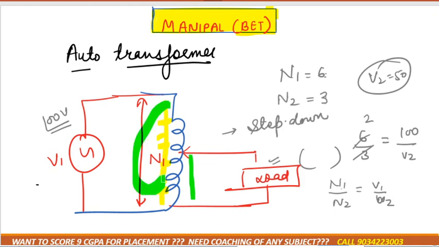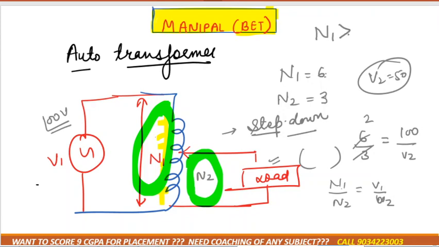As you can see, if number of turns are more in the primary and number of turns are less in the secondary, that means it is decreasing the voltage. And for decreasing the voltage, we are using the step down transformer. Correct? So this is step down transformer which is used to decrease the voltage. Here the number of turns in the primary is greater and number of turns in the secondary side is less.